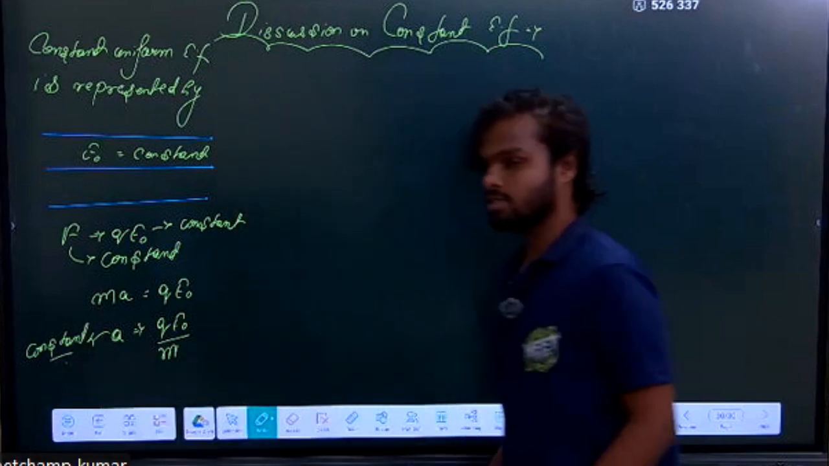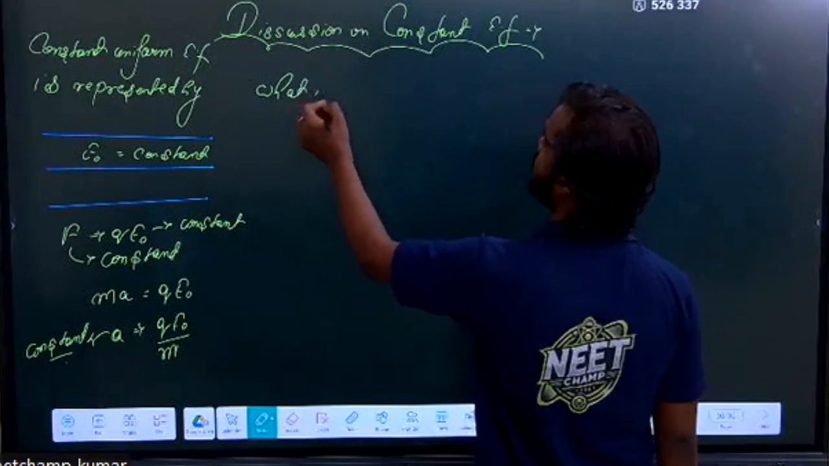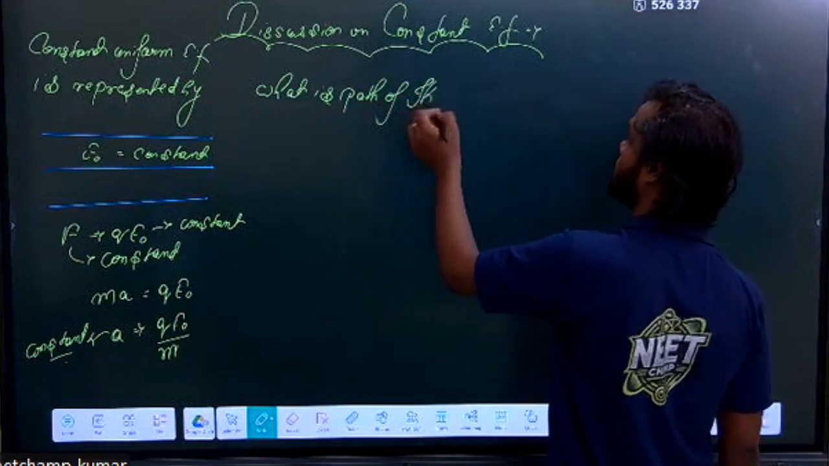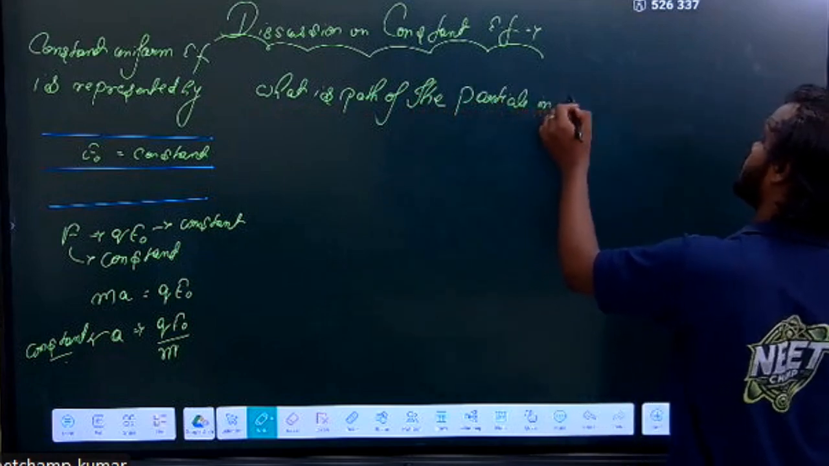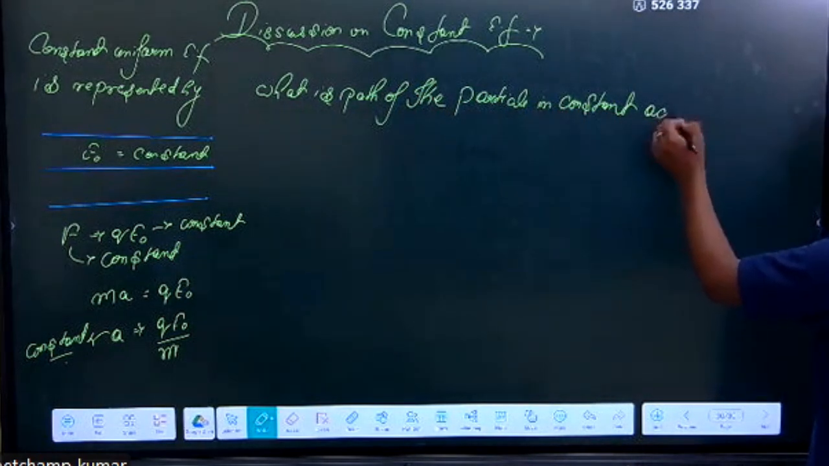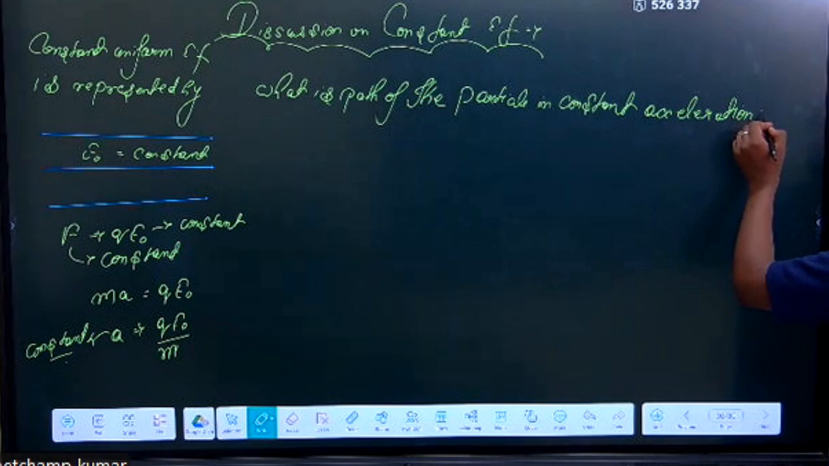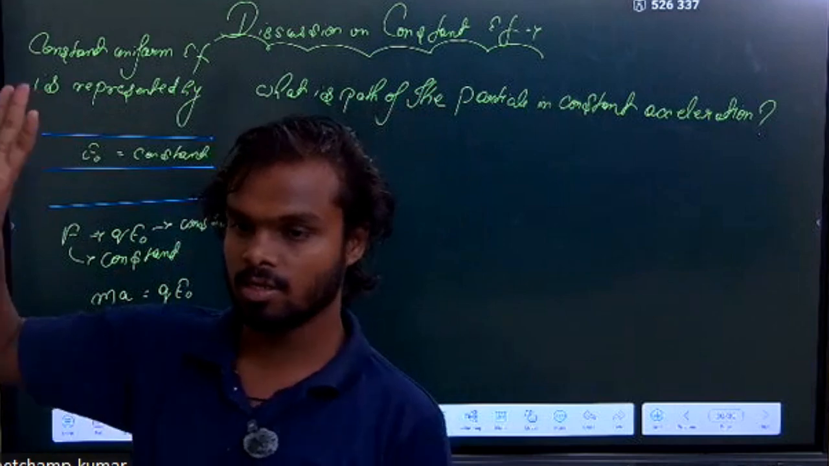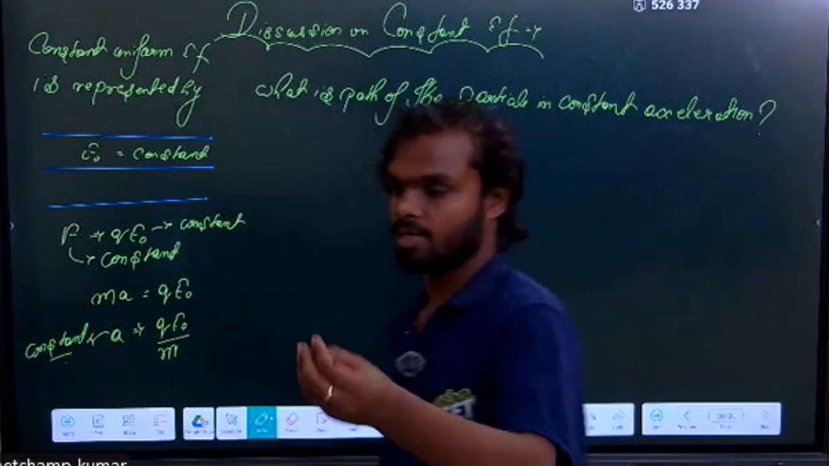And whenever there is a constant acceleration, what will be the path? What is the path of the particle in constant acceleration? If I keep a particle in a constant acceleration, then what will be the path? This is not a question from electrostatics. This is a question of basic kinematics.